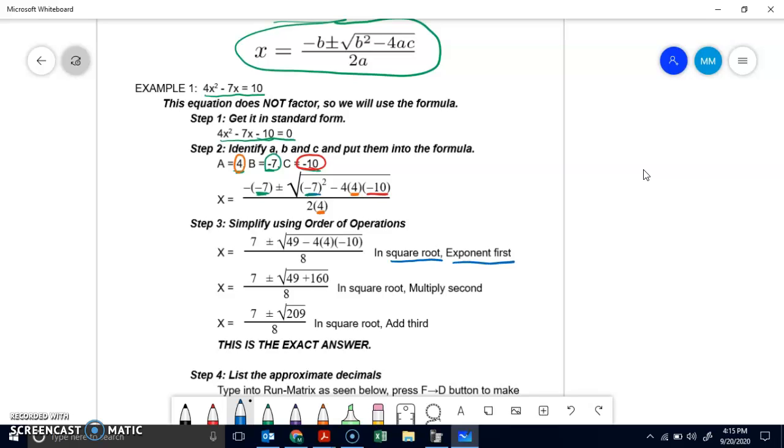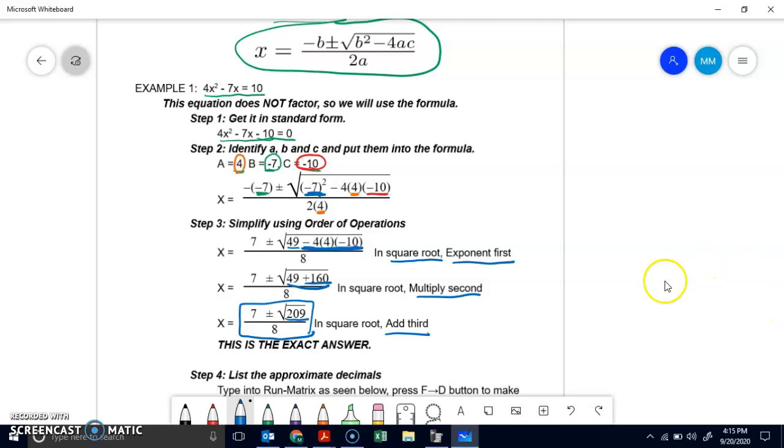Exponents first. So I'm doing negative 7 squared, which is positive 49. And then I'm going to do the multiplying next. 4 times 4 is 16, times 10 is 160. But notice it's a minus sign, and there's another negative here. So when I'm multiplying, I have 2 negatives in this whole area, which makes it plus 160. And then I'm going to add. So I'm going to do 49 plus 160 and get 209. This is the exact answer right now.